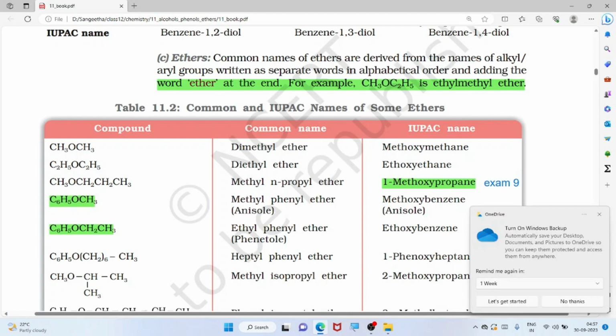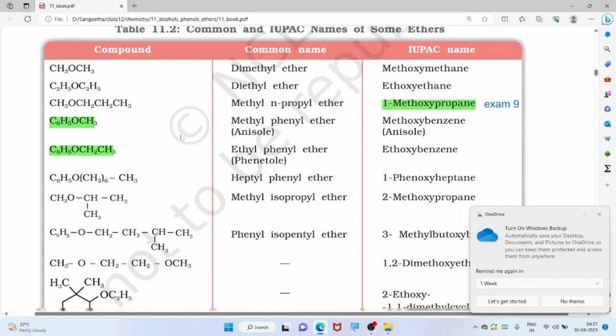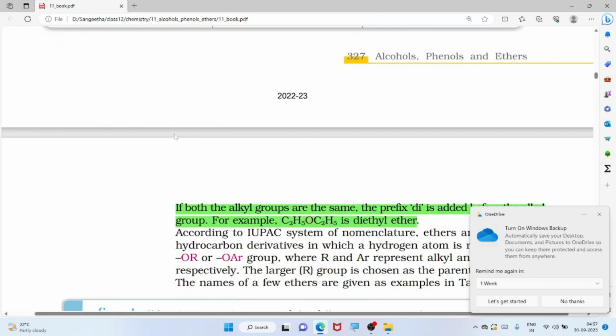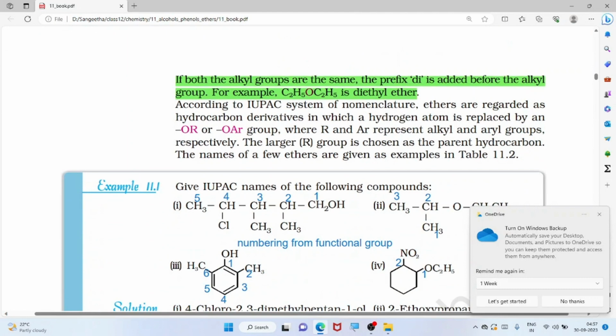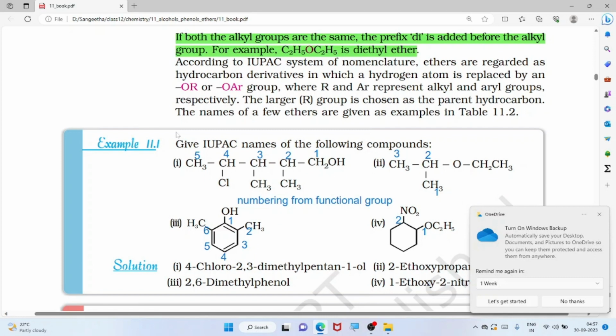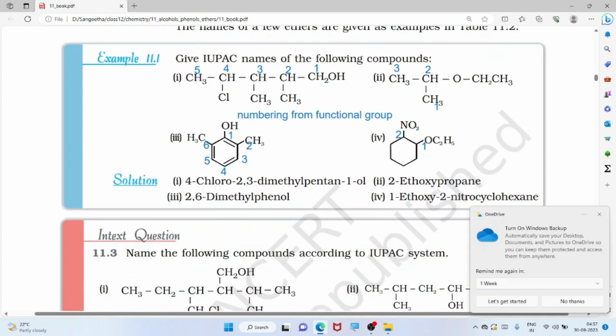So this is how ethers are named. See, last we have ether. There is common name, there is IUPAC name. See how the numbering is from the functional group. Numbering starts from the functional group, that is OH here.